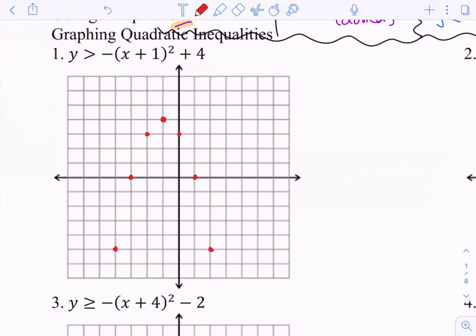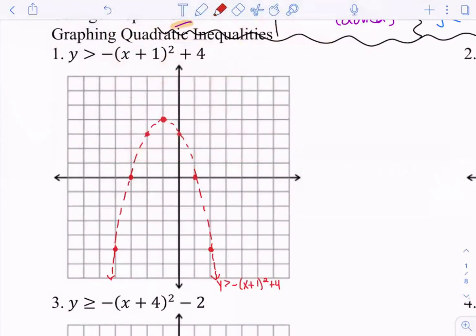And now since this is a greater than, it's a dashed line because there is no equal to sign. And since y is greater than, I have to shade all above this. So now y is greater than negative x plus 1 squared plus 4.